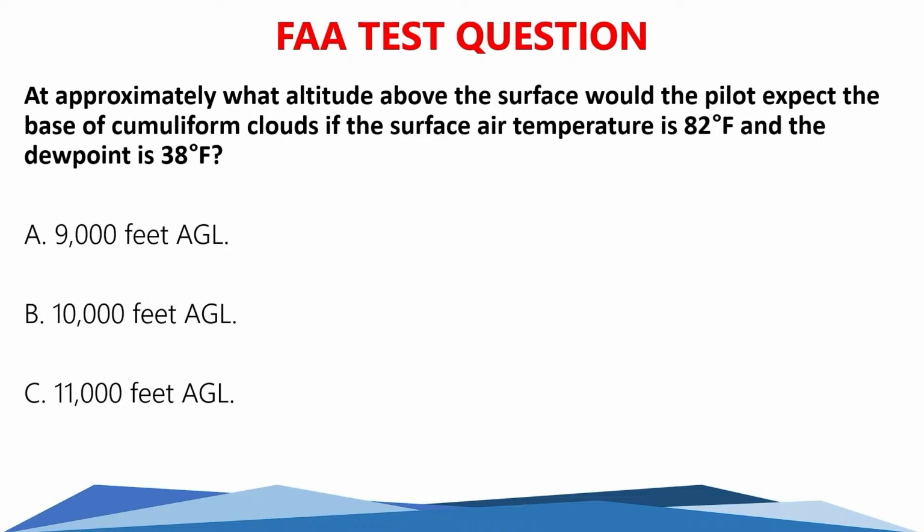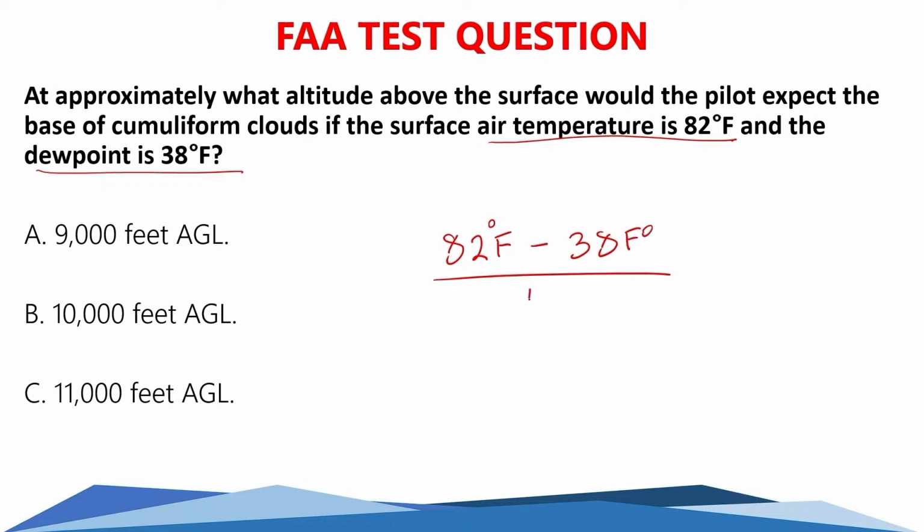I'll leave it open for any last minute stragglers here, but very simply, we just want to know what the base of these clouds are, and we need a couple pieces of information. We do have a value of 82 degrees for the air temperature, and our dew point is 38. So very simply building that equation, we have 82 degrees Fahrenheit. We're going to subtract 38 degrees Fahrenheit from that, and divide by 4.4 degrees Fahrenheit.